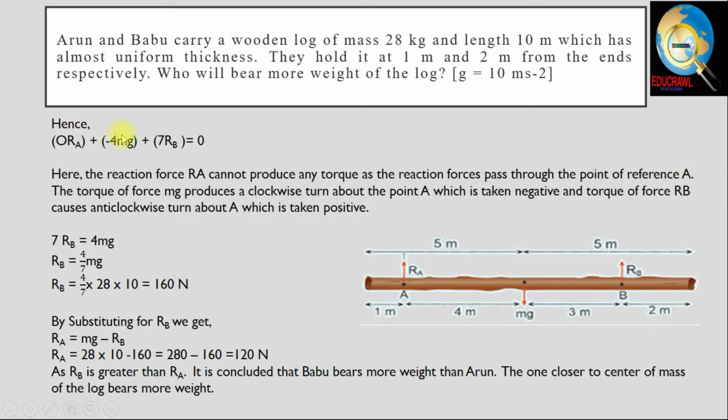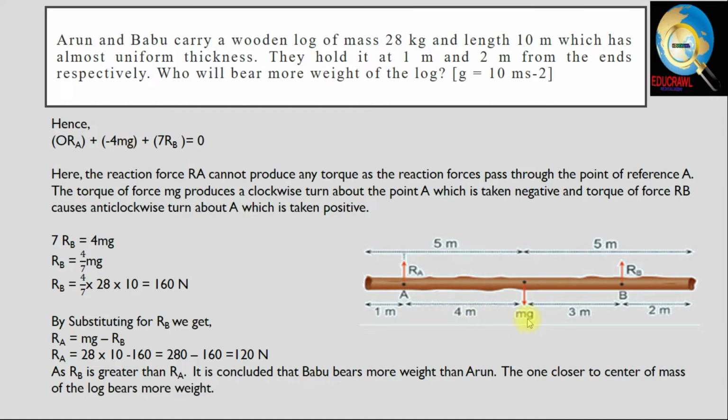Hence, the torque is given by force into perpendicular distance. So, here it is 0 into RA plus minus 4 mg plus 7 into RB is equal to 0. Here the point of reference is taken to be A. So, first force RA is lying on A. So, the perpendicular distance from A to A is 0. So, you have got the torque as 0 into RA plus minus 4 mg.